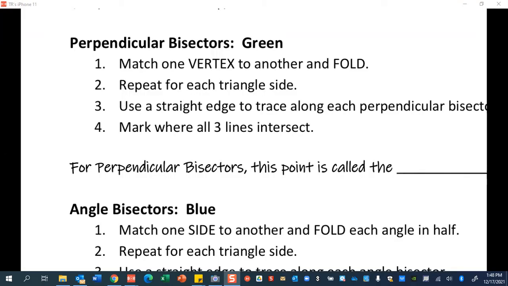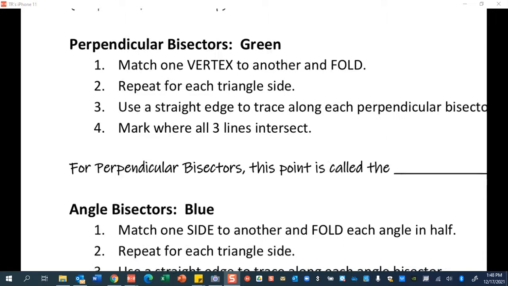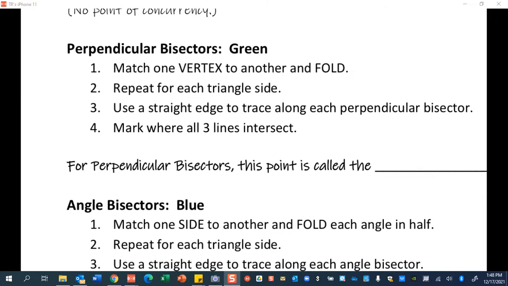So make sure every group member has a green triangle. Your triangles that are green, everyone, one of you has an acute, one has a right, and one has an obtuse. So declare what you have to your group mates.